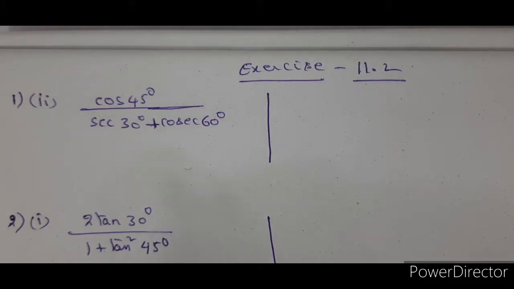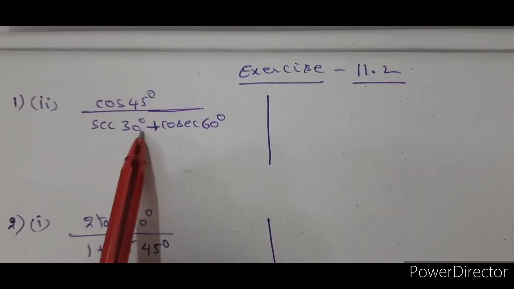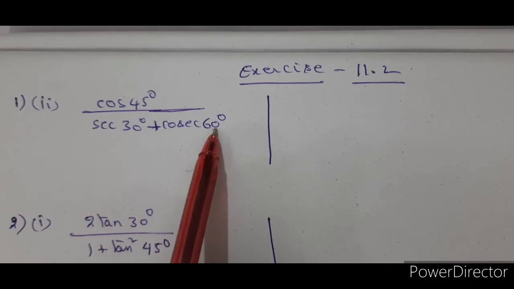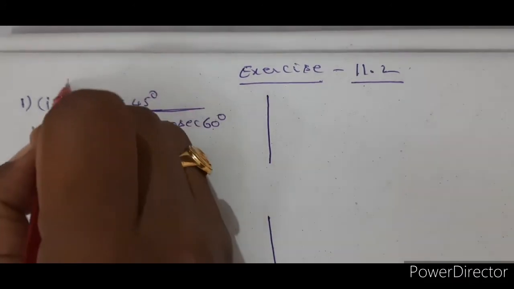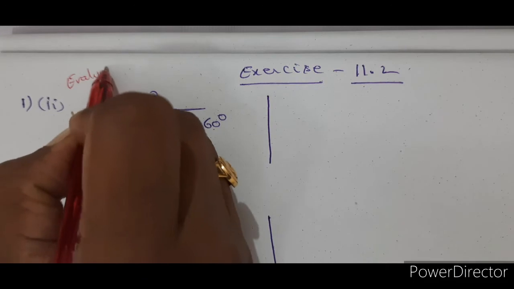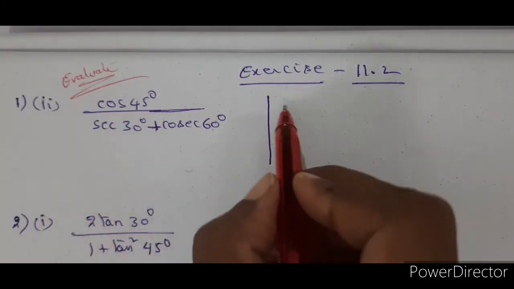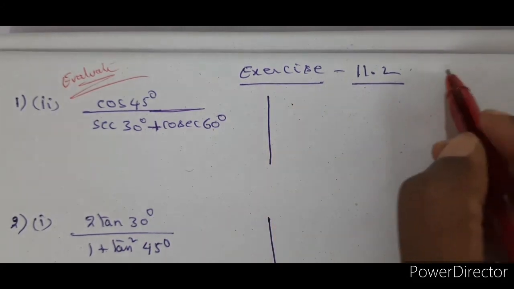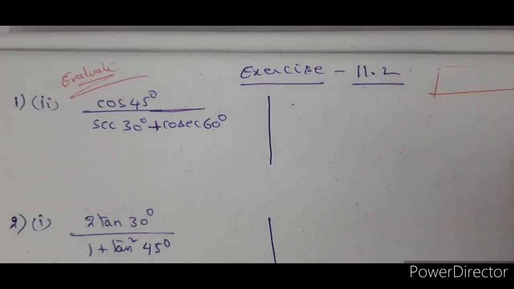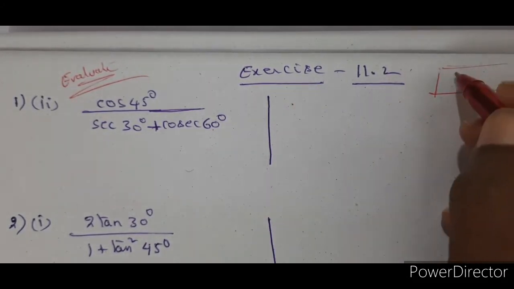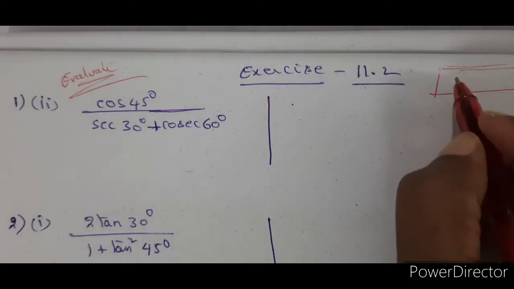Let's follow the secret. Now cos 45 divided by secant 30 plus cosecant 60. This one we have to evaluate. What is the question? Evaluate means find the value of this. Now to find the value of this, we should know cos 45. I'll apply that method, the method of knowing only the 5 values.